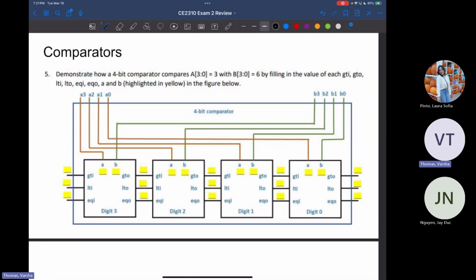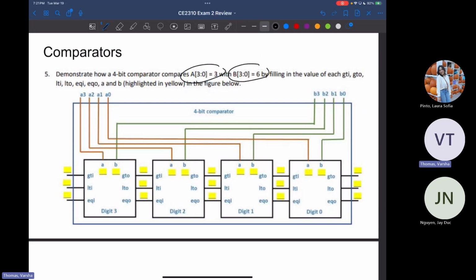Next, we're going to work with comparators. The way comparators work is slightly different from the adder subtractor. In the adder subtractor we work from right to left, least significant to most significant. We're now going to work the opposite way, from most significant to least significant. I'll explain that in a bit. But basically, it's slightly different notation for those who aren't familiar with this.